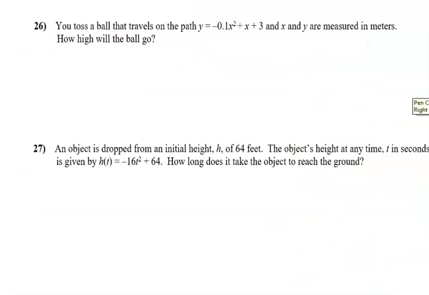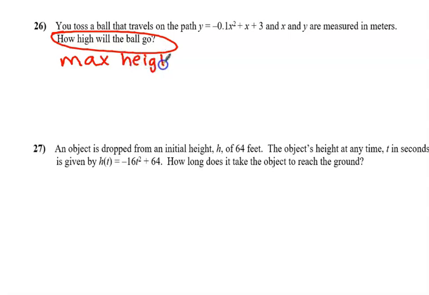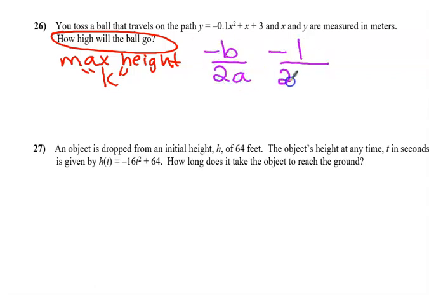All right, here's the last two. You toss a ball that travels, and x and y are measured in meters. How high will the ball go? We're talking about the maximum height, which is known as our k. So what have we been doing over and over again? -b over 2a. -1 over 2 times -0.1. Ooh, this one's kind of rough because this is the a, this is the b, this is the c. All right, let's calculate that.